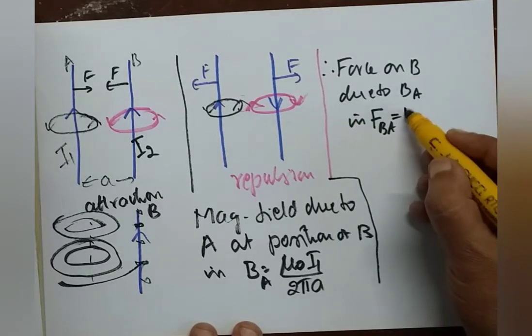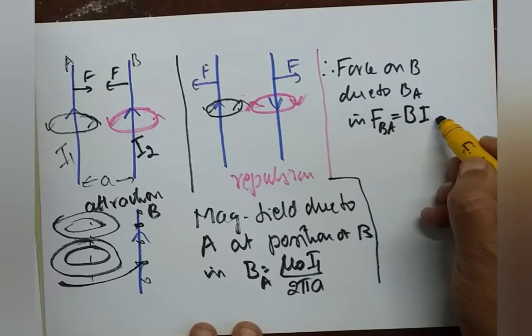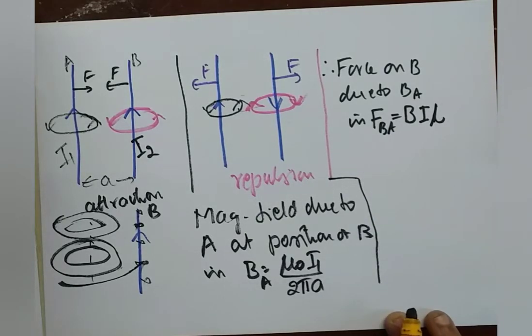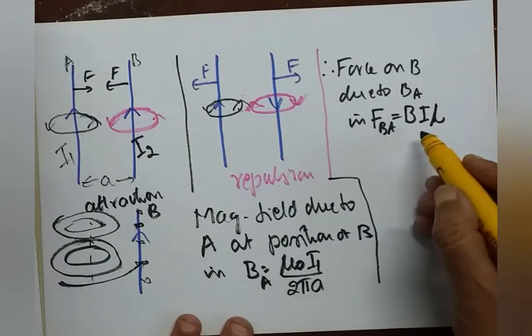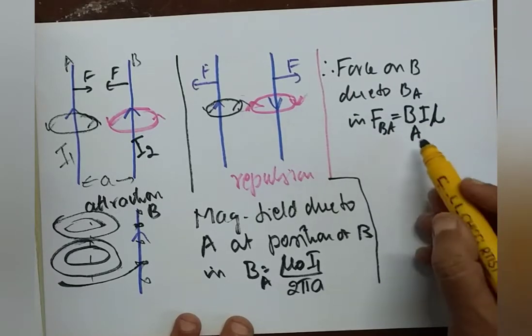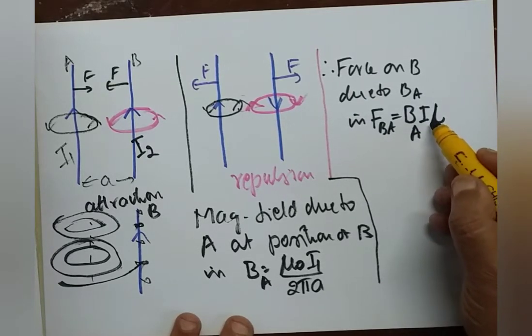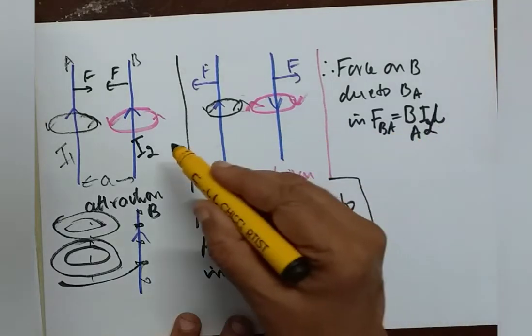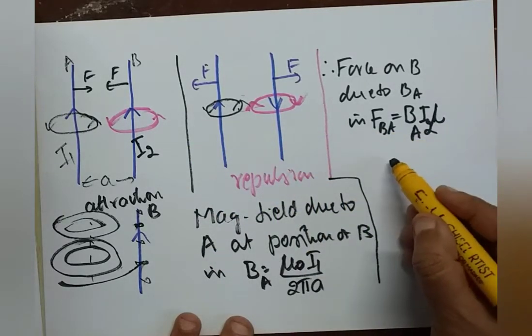Say the force, we know, is BIL, because I into L cross B is the force. As the conductors are parallel to each other, L and B are at 90 degrees, sin 90 becomes 1, so we can simply write BIL. But what B to be written here? Force on B due to A means the magnetic field of A, BA, to be written, and the current in the second conductor, I2, to be written, because that is the one which is experiencing the force.